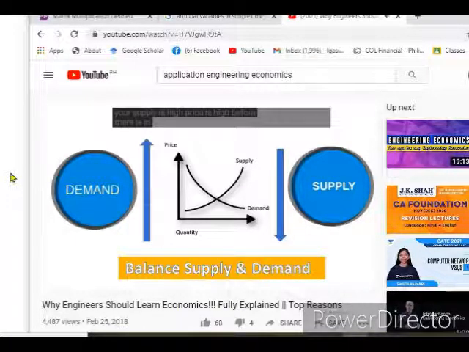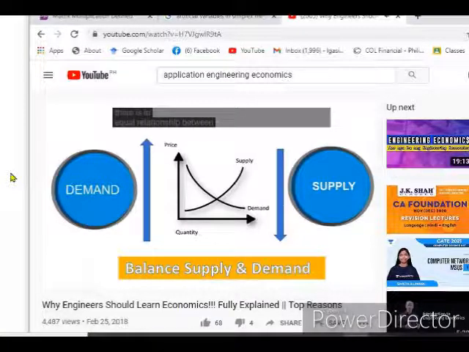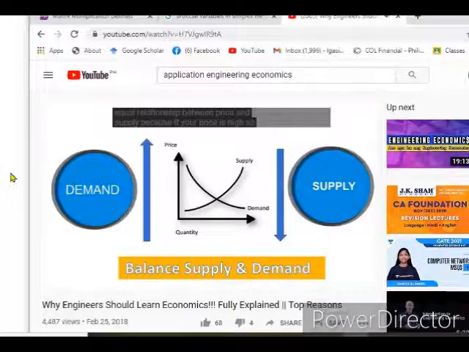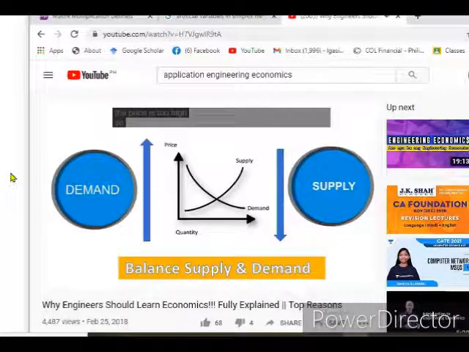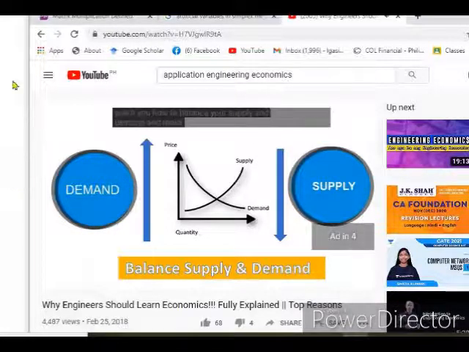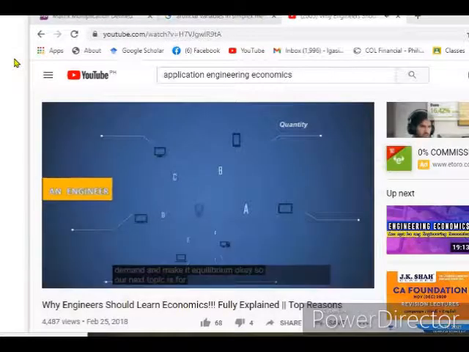So there is a direct relationship between price and supply, because if your price is high, people are not buying the product as much, so the demand is low, but the supply is high because you have a lot of product in your stock. But in demand, as you can see, the demand is low because the price is so high. So you need to understand and balance your supply and demand, and economics teaches you how to balance your supply and demand and make it equilibrium.